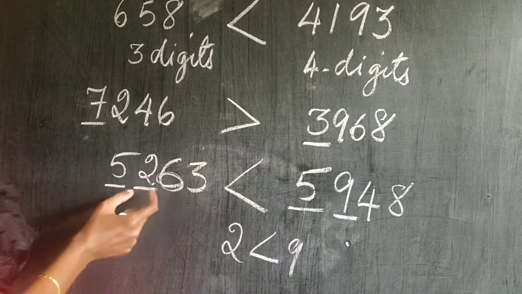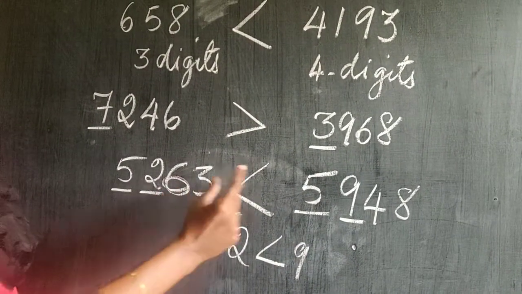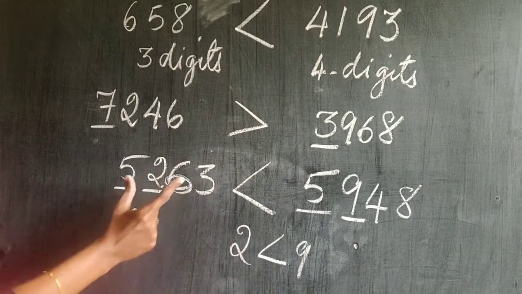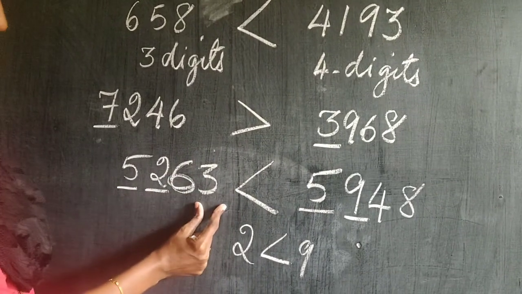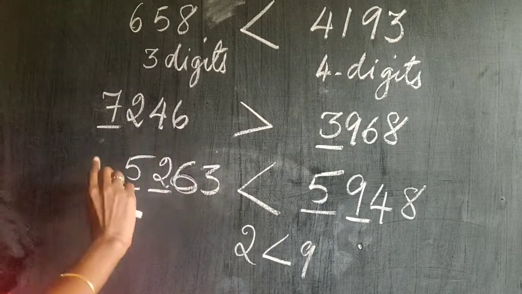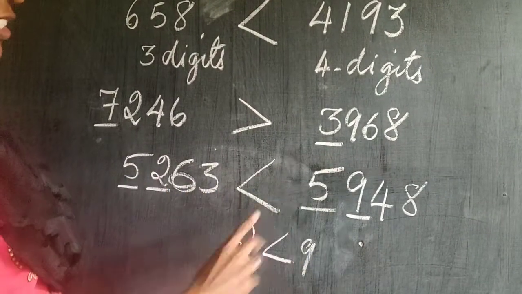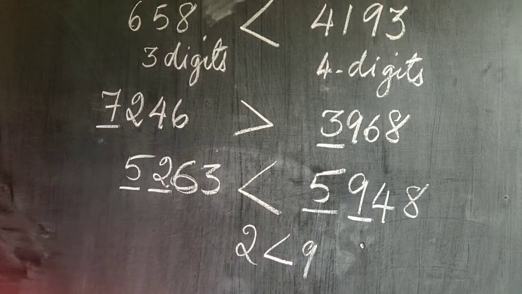If these two are the same, then you compare the third digit. Suppose 3 digits are the same, then you compare the last digit. Suppose all 4 digits are the same, then the numbers are equal.